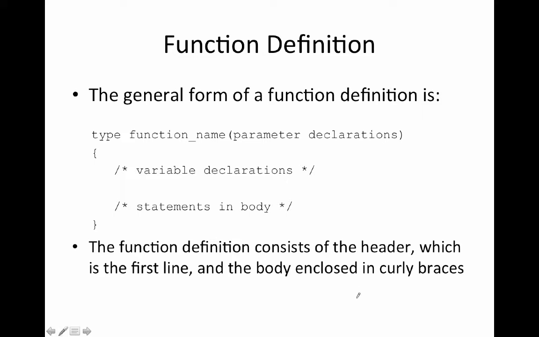Here's what a function definition looks like for a user-defined function. So you have the first line, which is called the function header, and then everything after that is in curly braces, and that is the body of the function. In the body, typically you'd have all of your variable declarations first, if you have any. Generally you do. And then you have all of the statements in the body of the function. So it looks a lot like the main function, but that makes sense because main is just an example of a function.